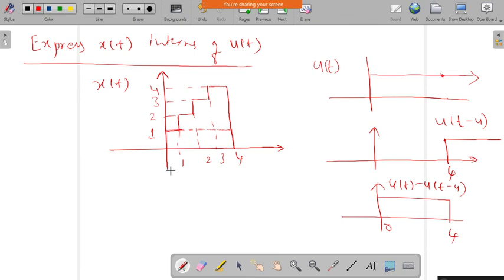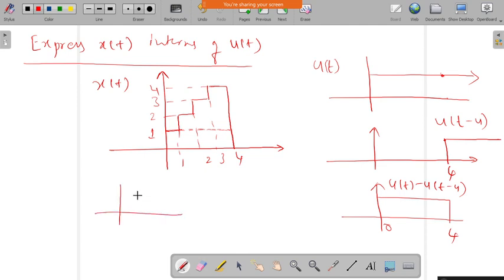Okay, so in the second step, I need to get the amplitude 2 only from 1 to 2. So I need to get the signal only from 1 to 2.